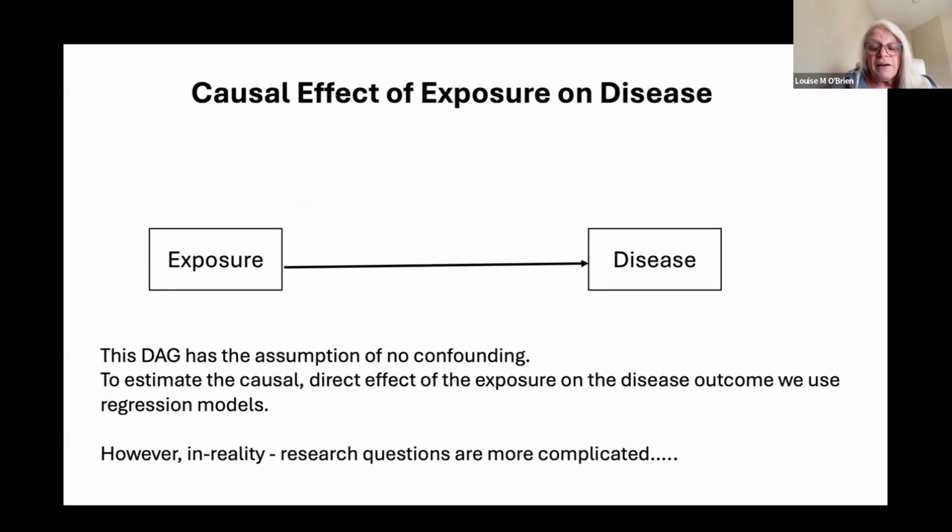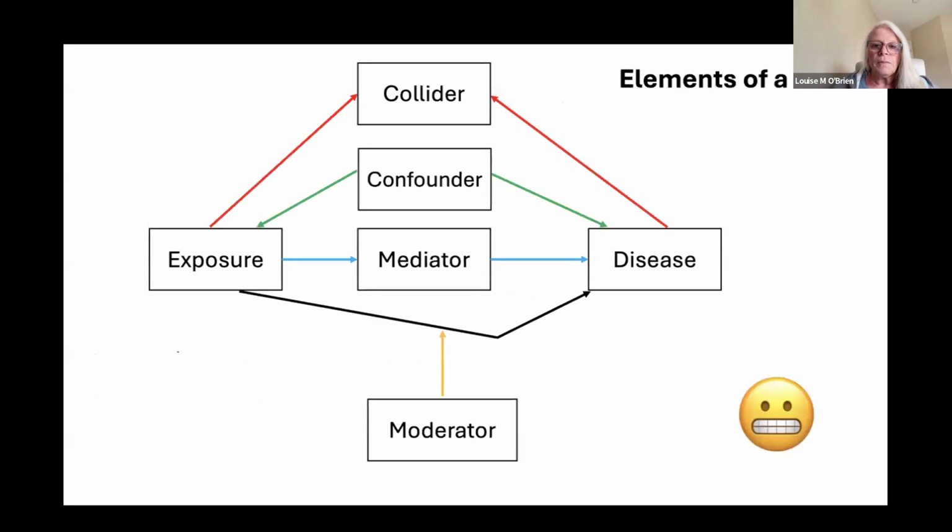So here's the most simplified form of a DAG. This assumes no confounding, right? We've got a direct effect of this exposure on this disease, right? We can use regression models for that. But obviously this is too simple, right? And in real life, things are a lot more complicated.